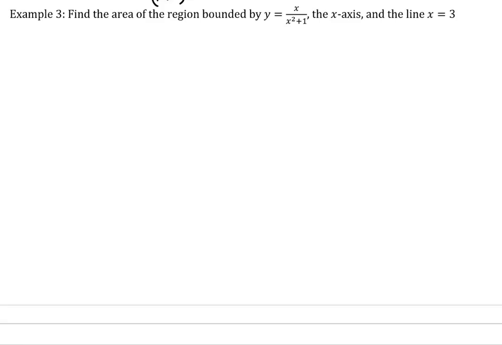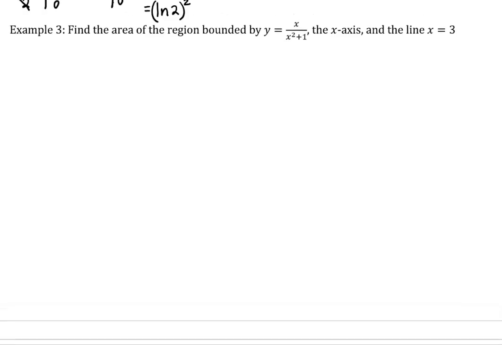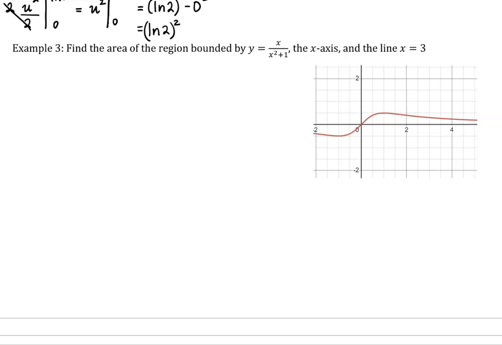In example 3, we are finding the area of a region bounded by a curve, the x-axis, and a vertical line of x. I'm going to just quickly pull up a graph of what that function looks like, the x over x squared plus 1.